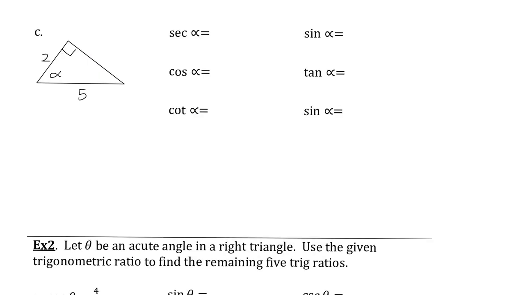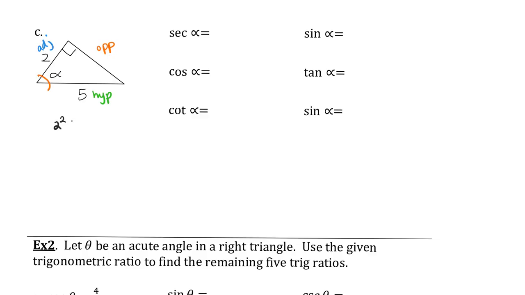Okay, let's look at C. That little symbol that looks like a fish is called alpha. So from alpha, this is the opposite. Hypotenuse is opposite the right angle. Adjacent is the side over here. Don't have to label it, this is just for my notes. Are we missing a side? We're missing the opposite side. So let's do Pythagorean theorem.